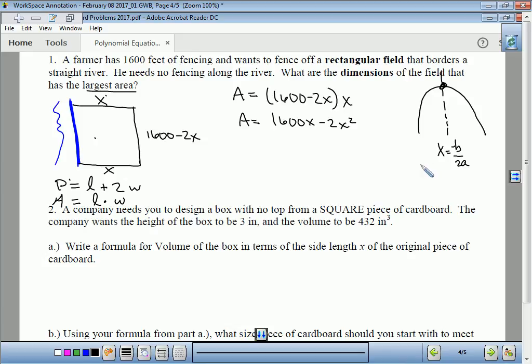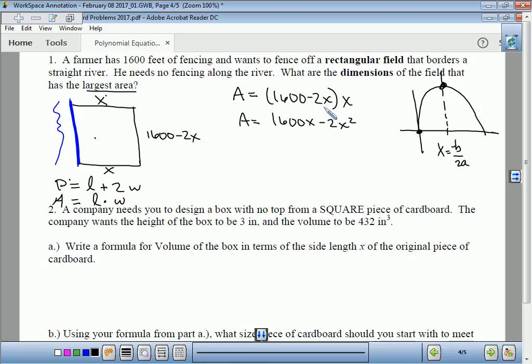Okay, that part makes sense. Now, let's say you couldn't remember any of that. Let's go with what we learned this year. In factored form, don't you know that one of the intercepts is at 0, 0? Right. Where's the other one? 2 times 16. What would this x value be?